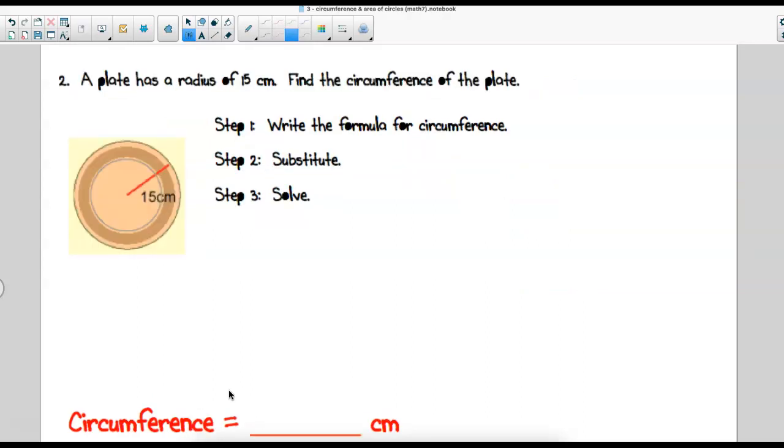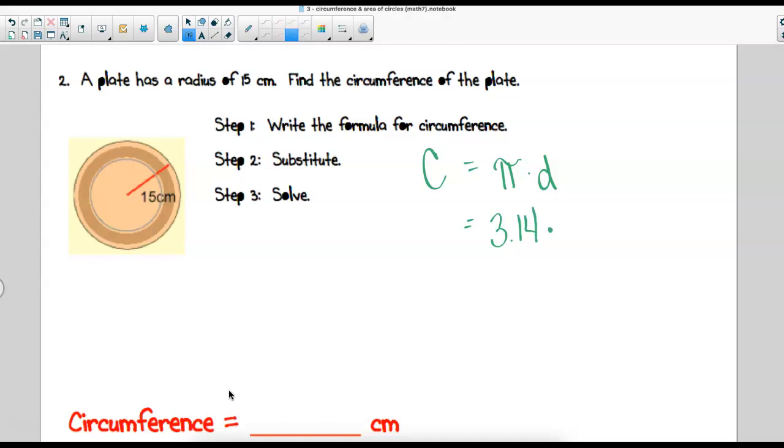Let's look at this one. A plate has a radius of 15 centimeters. Find the circumference of the plate. We're going to start with the formula. I always start with the formula. C for circumference equals pi times d. I don't know the circumference. Do we know pi? Pi, we're always going to use 3.14.